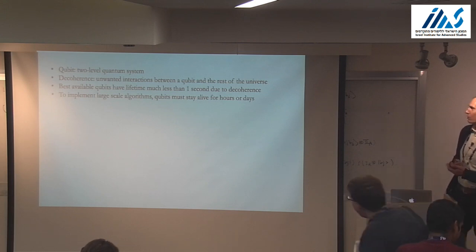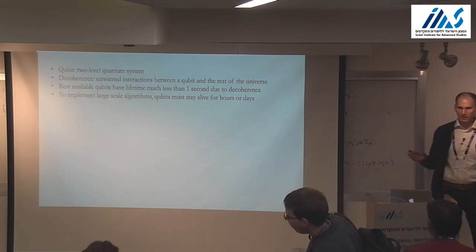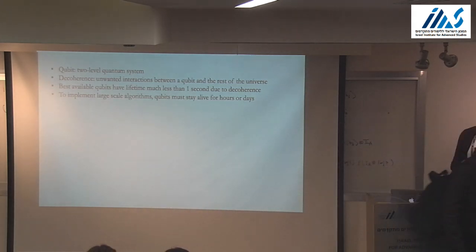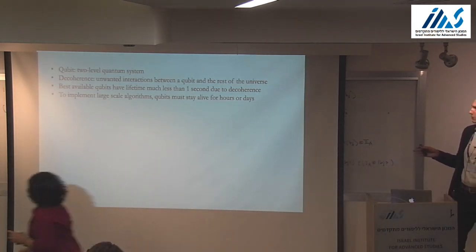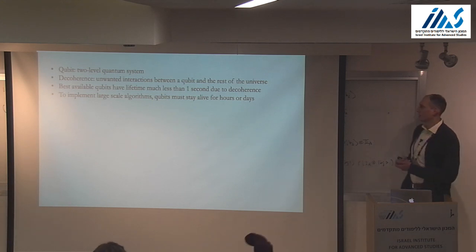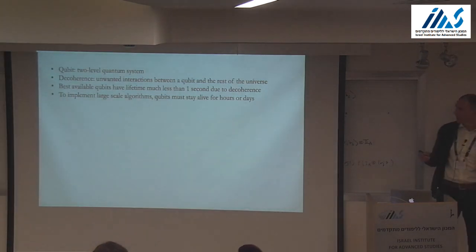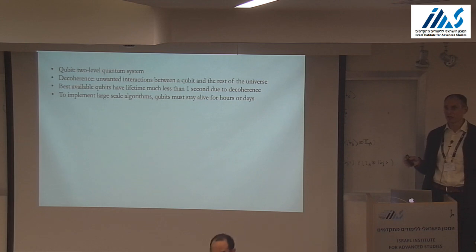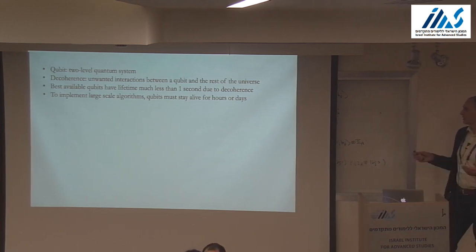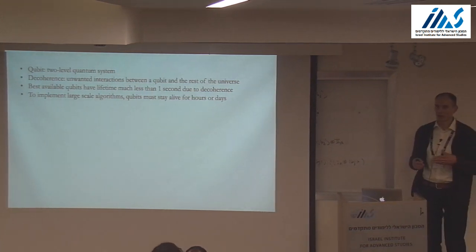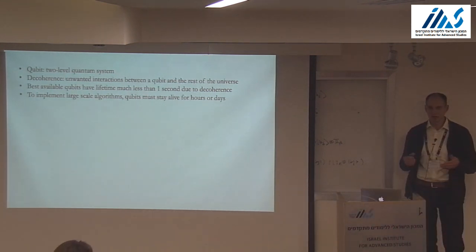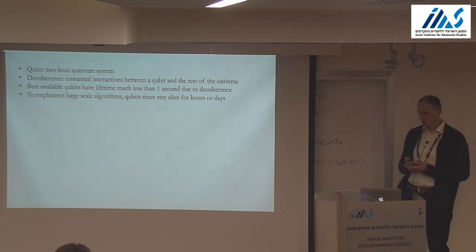As you probably know, quantum states are very fragile, and a qubit is a two-level quantum system which is supposed to be completely isolated from the environment. But in practice, a qubit always interacts with the rest of the universe, and this severely limits its lifetime. So to implement large-scale quantum algorithms, we would need to extend the lifetime of our qubits by many orders of magnitude.